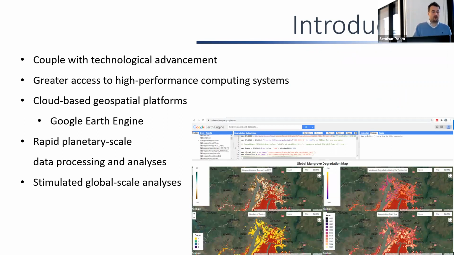You can couple that with greater technological advancement. We generally have greater access to high-performance computing systems, whether it be your own laptop or big national, international or university systems. We also have access to cloud-based geospatial platforms, such as Google Earth Engine, which I see is part of the course outline. This is something I use relatively regularly to do some of the global scale mapping that I'm involved in. So this allows us to do rapid planetary scale data processing and analysis. And this has stimulated numerous global scale analyses, including quite a lot of work connected with mangroves.